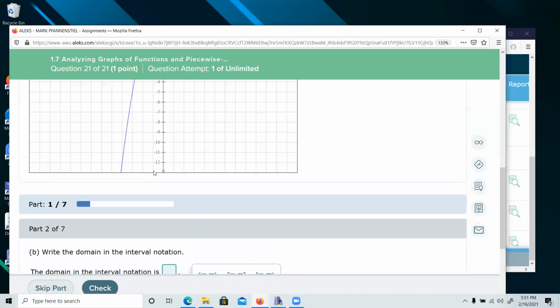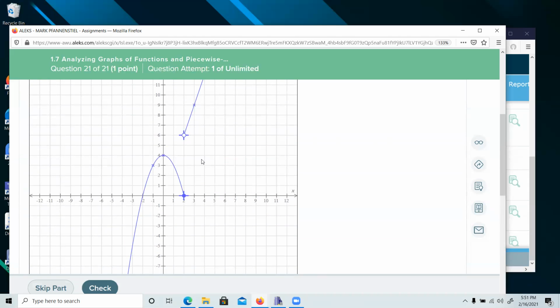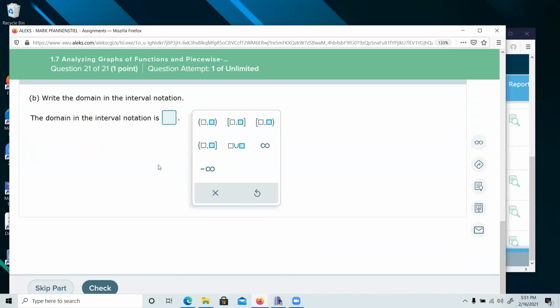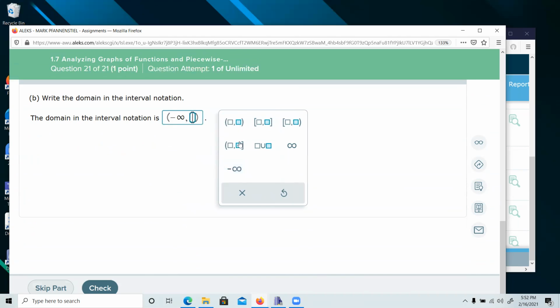Okay. Well, it doesn't look like we're skipping anything in the domain, right? The domain is all the legal values of x. Looks like we're okay. So this is a good one. So the domain here, right, is going to be all of the numbers.